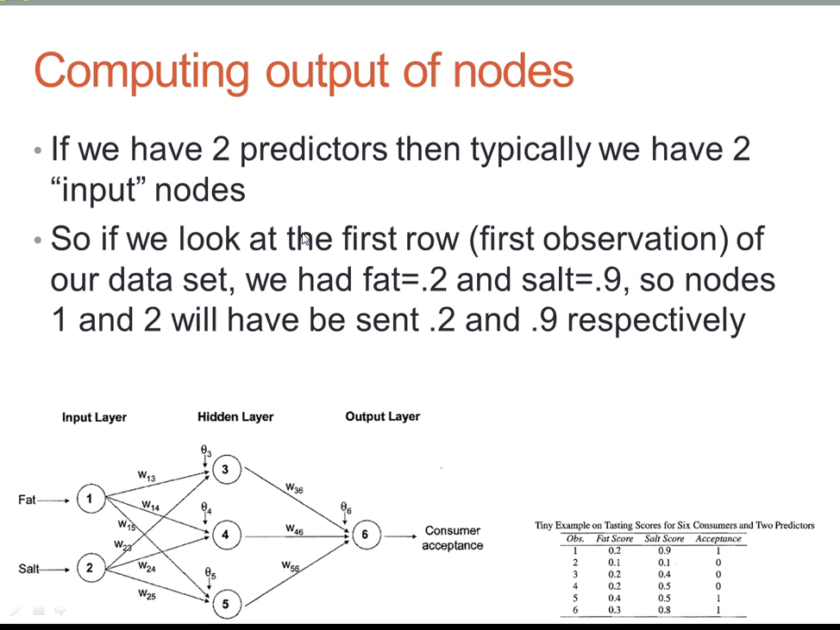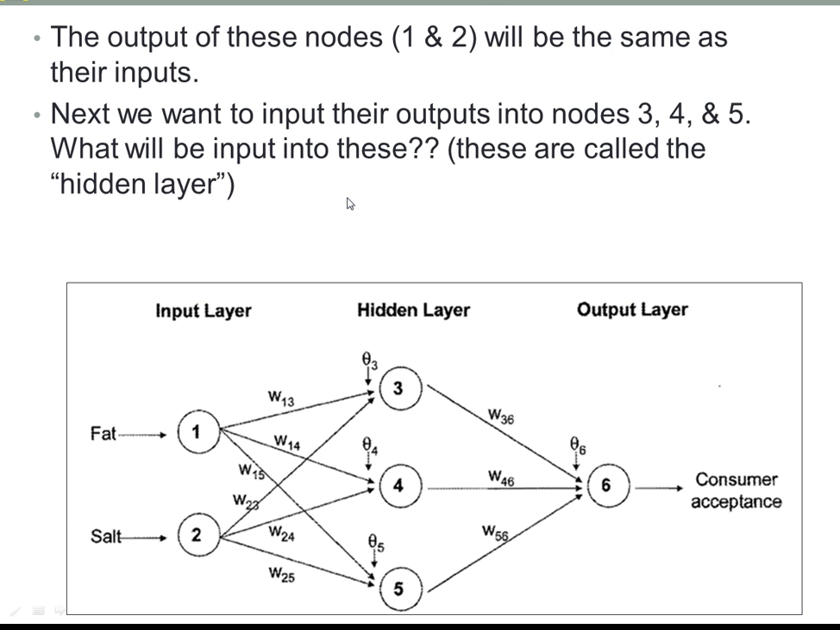All right, let's look at, okay. So the output of these nodes, 1 and 2, will be, oh sorry, never mind that. So now we want to compute the outputs that go into node 3, node 4, and node 5. Can you write down on a piece of paper what you think, just for practice, is going to go into node 3? Just to get your hands working. Write it down yourself.